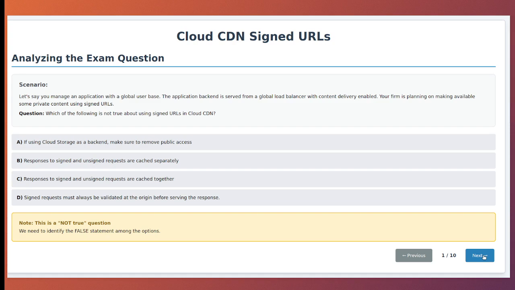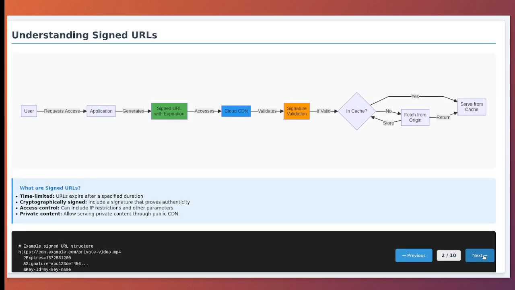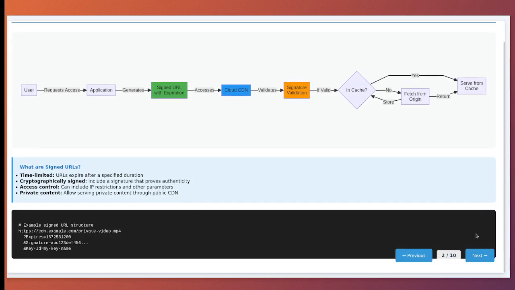Signed URLs are a critical security feature in CDN that allow you to control access to content by requiring a cryptographic signature. Let's examine each option carefully. What are signed URLs? Before diving into the options, let's understand signed URLs. They're time-limited, cryptographically signed URLs that grant temporary access to private content. When you use signed URLs, you're essentially creating a URL that includes authentication information. This URL can only be used for a specific time period and can include restrictions like IP addresses.